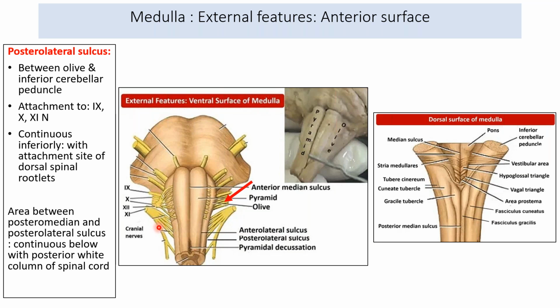This is the posteromedian sulcus. If you see from behind, the area between the posteromedian sulcus and the posterolateral sulcus will be continuous below with the posterior white column of the spinal cord. So we have seen many continuations of the medulla with the spinal cord. We saw that this fissure was continuous with the fissure on the anterior side of the spinal cord, and the posterior median fissure of the medulla with the posterior fissure of the spinal cord. Also, the area of the posterior white column will be continuous with the area of the medulla where we have the posterior median sulcus and the posterolateral sulcus.